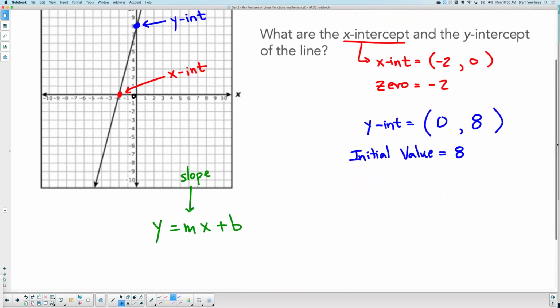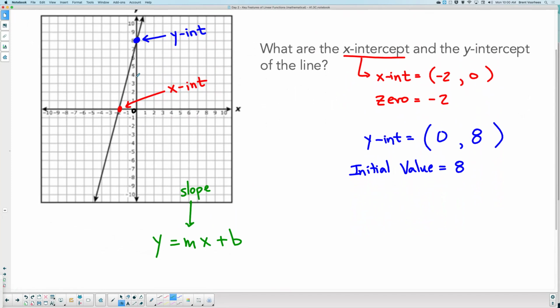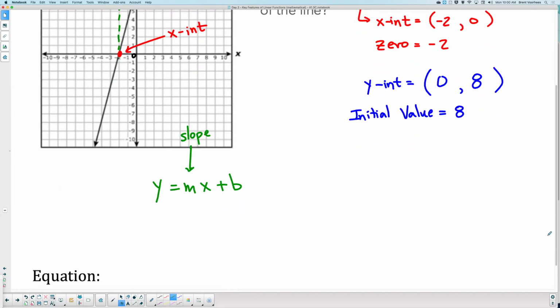Okay, let's find our slope. Let's look between the red and the blue point. How many units up does this graph rise going left to right? I always choose the left point, then the right point. How many boxes, how many units does this graph rise going from this red to the blue? 8. Very good. My rise is 8.